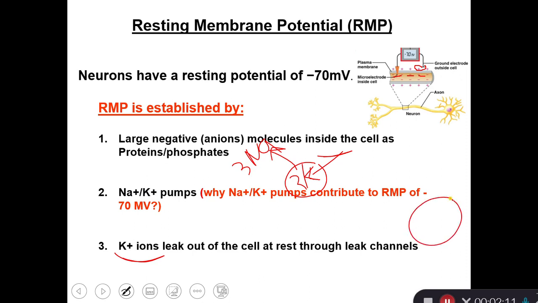The third reason is that the potassium leak channels are more active than the sodium leak channels. Remember that inside of the cell we have a higher level of potassium, and outside of the cell we have a higher level of sodium. All the time sodium tends to go from the higher side to the lower side, and potassium tends to leak from the higher side out to the lower side. But the potassium channels are actually more active than the sodium channels, so we lose more potassium than we gain sodium. This means that the inner side of the cell is going to be also negatively charged.